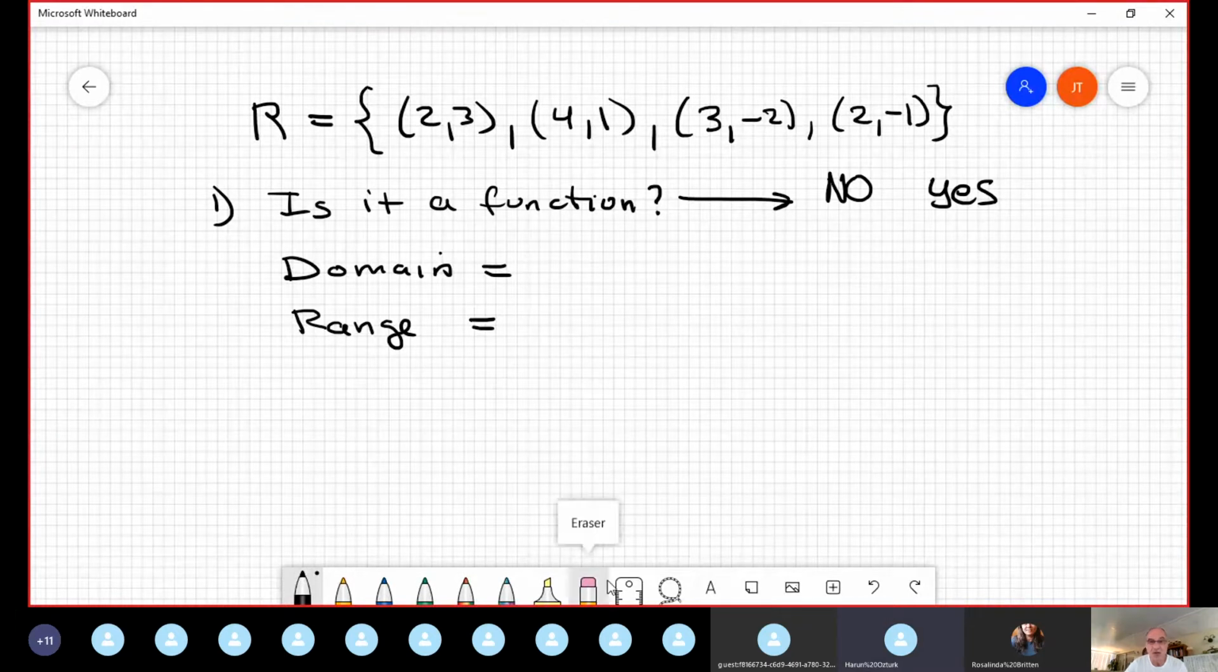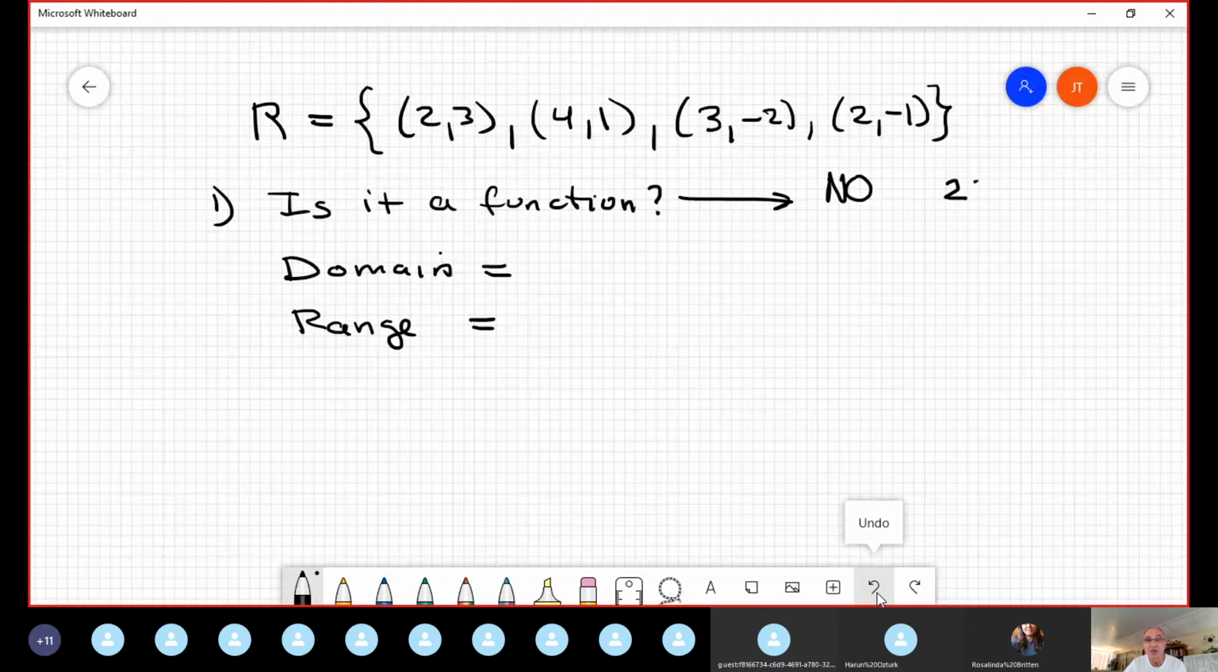That's it. Very well. The answer is no, and the reason is clear. Because you associate one element inside the domain, which is 2, with two different values in the range, which are 3 and negative 2. The answer is no, guys, for this reason. So, what is the domain?